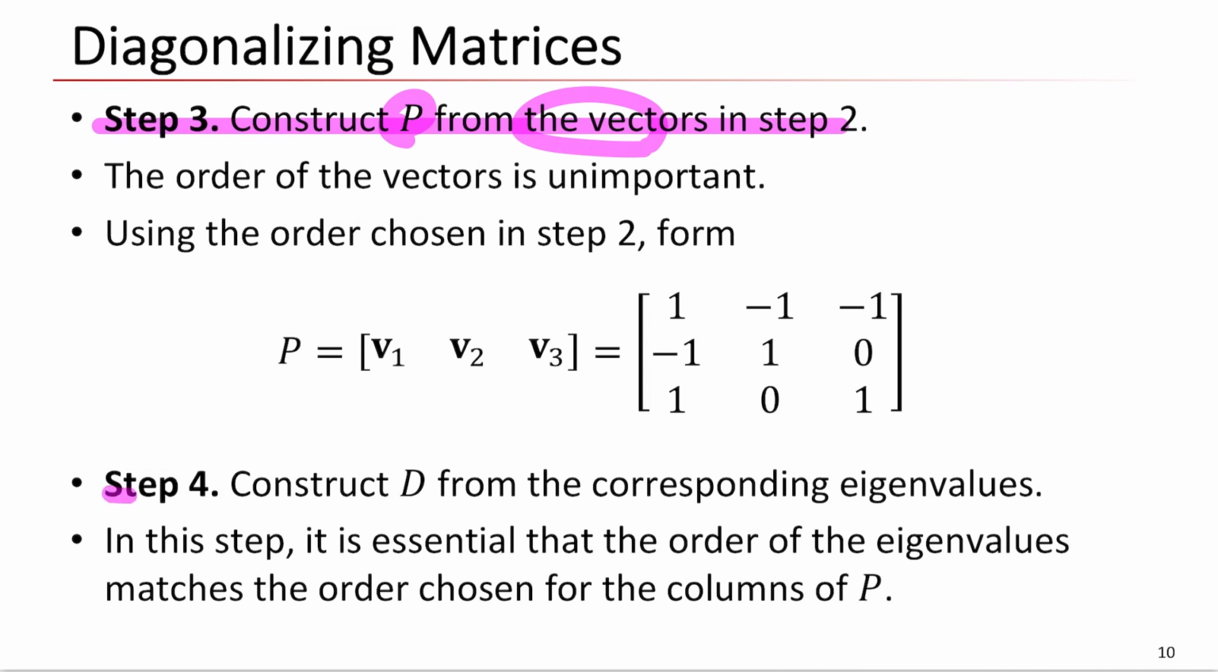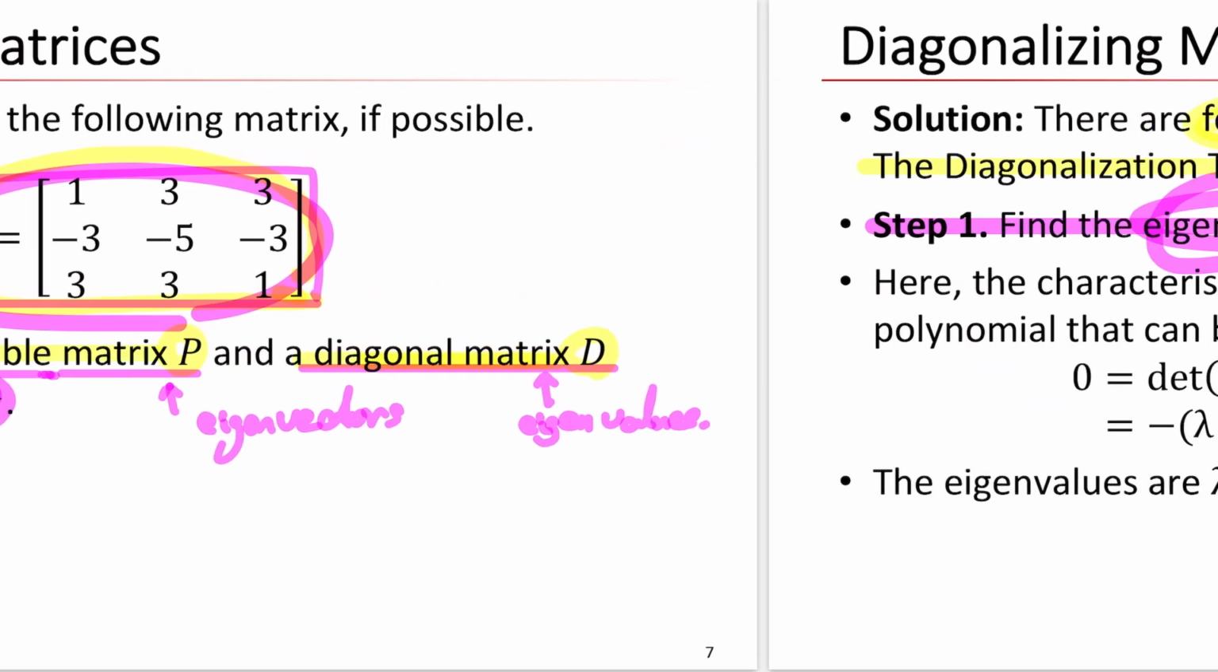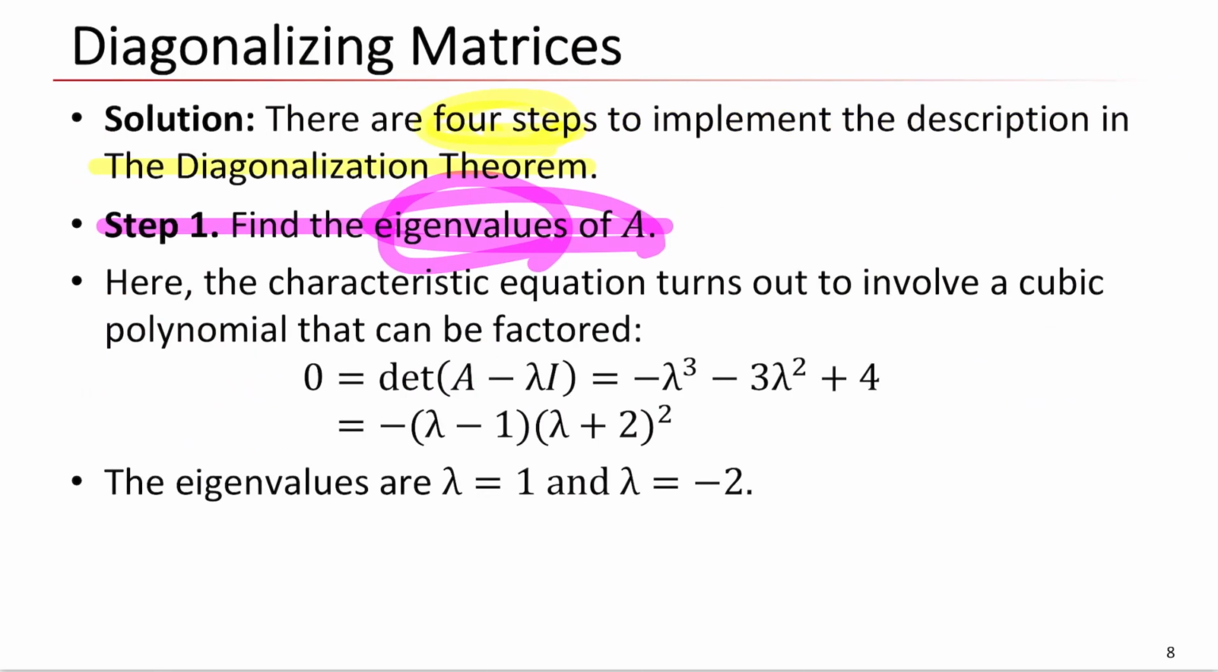And then what is the matrix D? Matrix D is just the eigenvalues on the diagonal terms, right? And then we can decompose this matrix A as P times D times P inverse. Okay, it's very easy. So let's do that step by step.